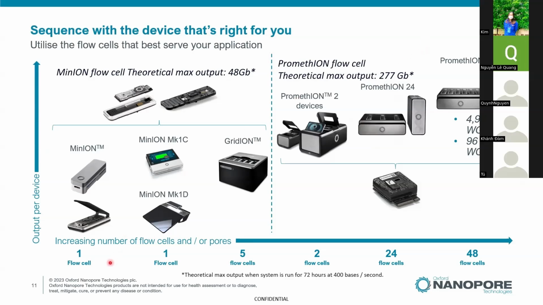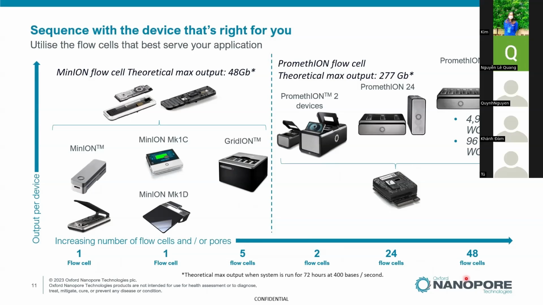Another thing to highlight is that it really depends on your throughput. You can start with a very small device running one flow cell at a time. If you have higher throughput, you can have a GridION device that allows you to run 5 flow cells at a time. And for PromethION, we have PromethION 2, which allows you to run 2 flow cells at a time. Or if you require a higher throughput device, we have P24 or P48 that allows you to run 24 to 48 flow cells max at a time.